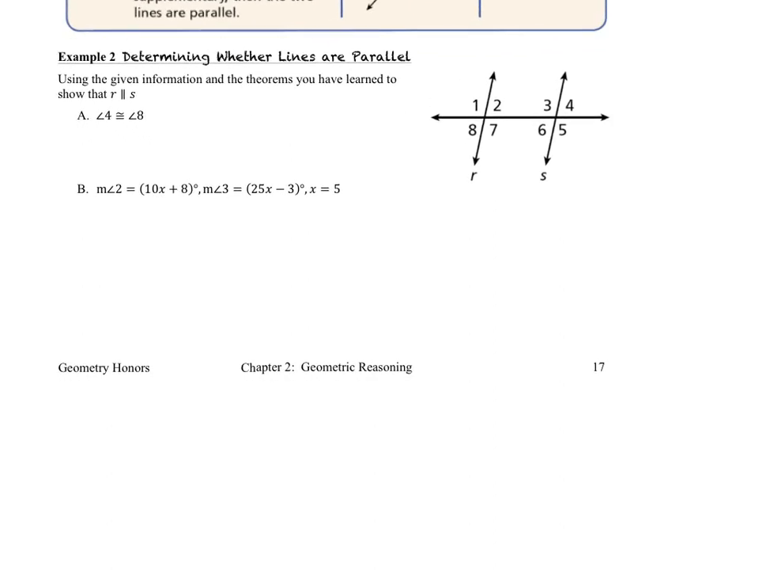Using the given information in the theorems you have learned, show that R is parallel to S. Well, it says angle 4 is congruent to angle 8. Angle 4 and angle 8, those are supposed to be alternate exterior angles. Since those alternate exterior angles are congruent, we now can say that line R is parallel to S by the converse, it's really important, of the alternate exterior angle theorem. Okay, measure of angle 2 and measure of angle 3.